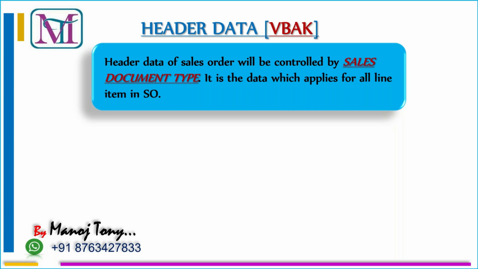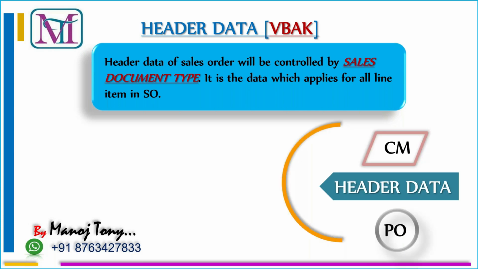For different OTC processes, order to cash processes, we have different sales document types in standard. Different sales document types have specific functionality, different processes, different transactions, and different controls, and that will be controlled by sales document types. As we know, each sales document type comprises header data, item data, and schedule line data.